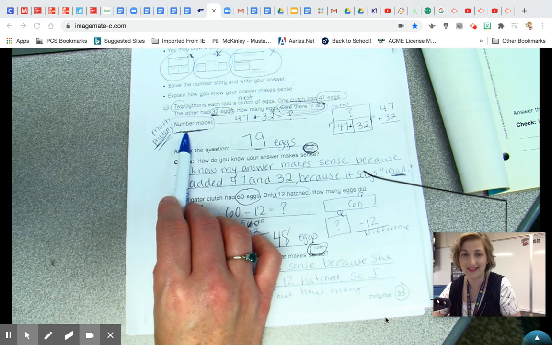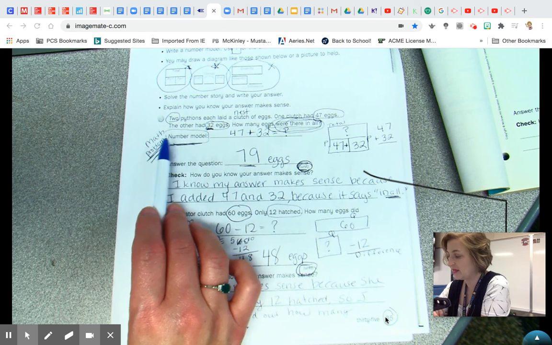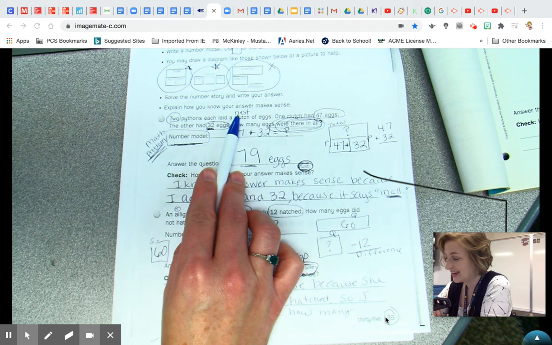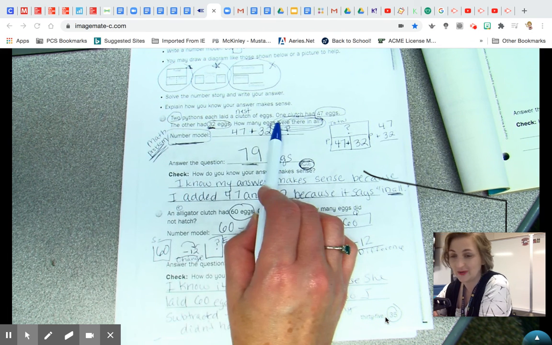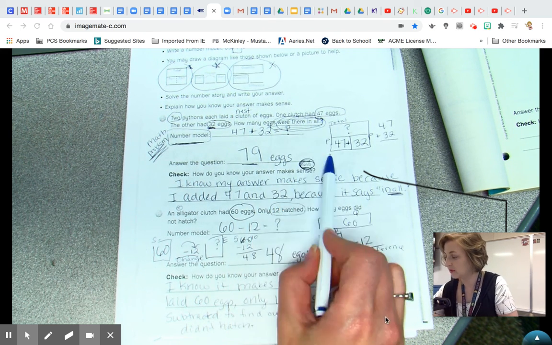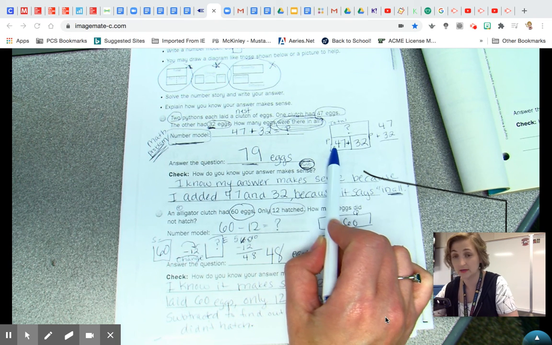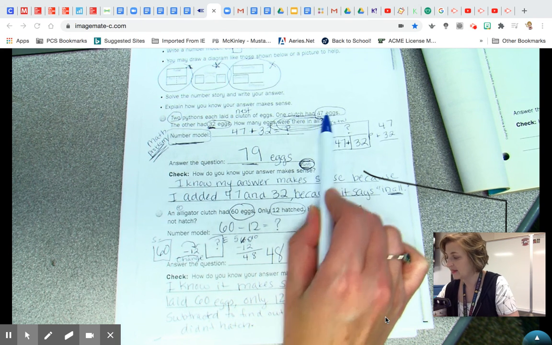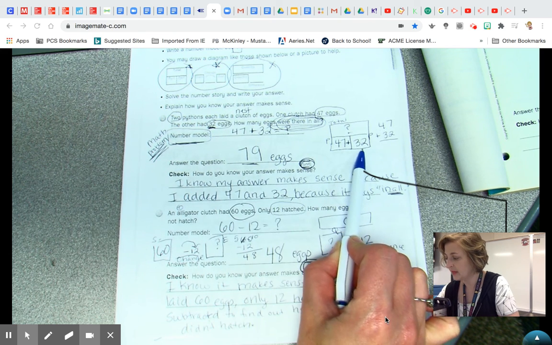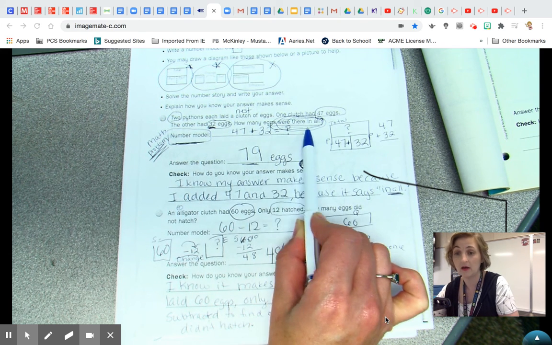This was about the pythons. Okay. Two pythons each laid a clutch. We know that that means nest of eggs. One clutch or nest had 47 eggs. So here's my little chart over here. A part is 47. The other had 32 eggs. There's the other part. How many eggs were there in all?